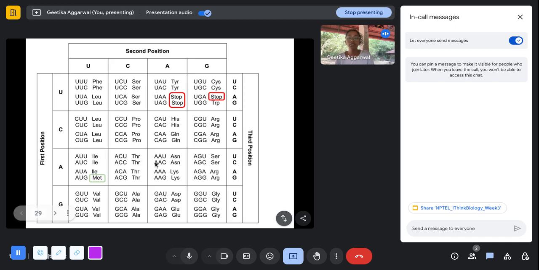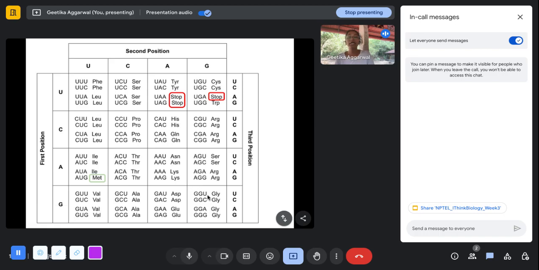You can see here in this section, all of them are coding for threonine. Here, AUU, AUC, AUA, all of them are coding for isoleucine. All of these four are coding for valine. So you can see that there is some sort of redundancy.